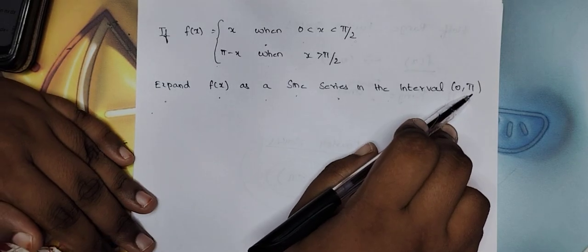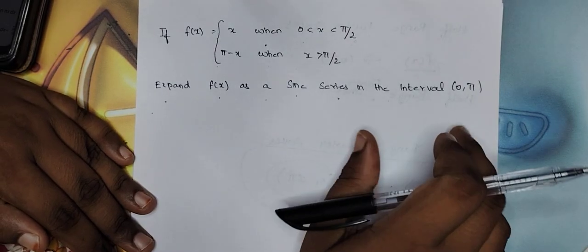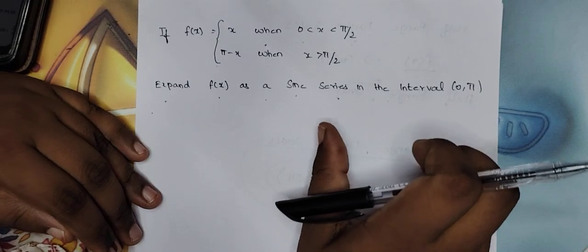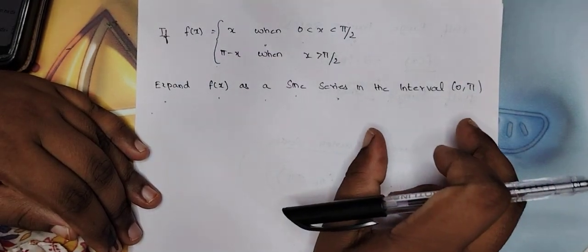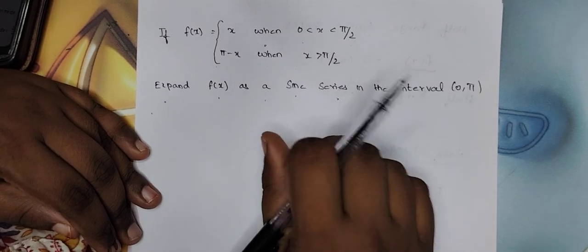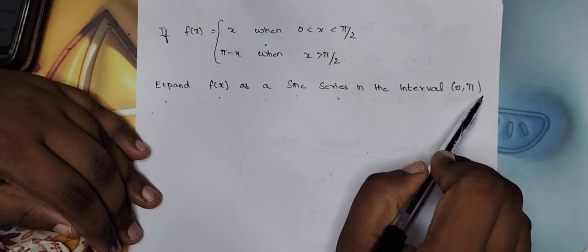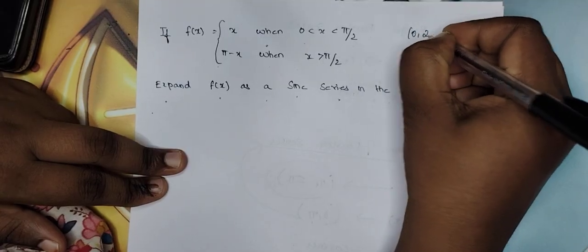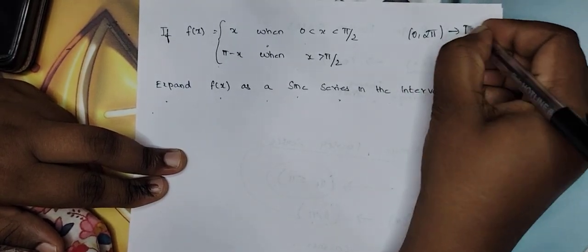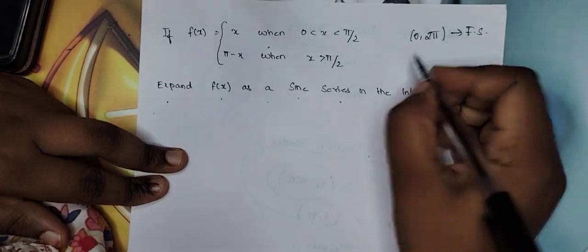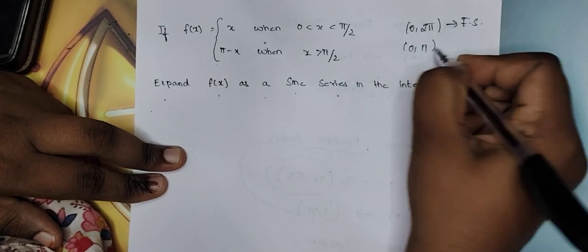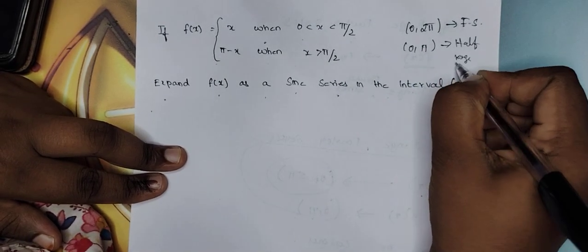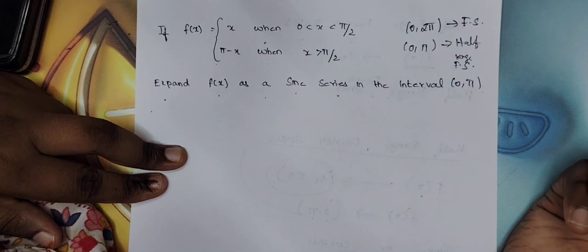Usually the Fourier series will be of the form 0 to 2 pi, so the period is 2 pi. But here instead it is given 0 to pi, so it comes under half range. If it is given 0 to 2 pi, this is my Fourier series. If it is given 0 to pi, then it is the half range Fourier series.